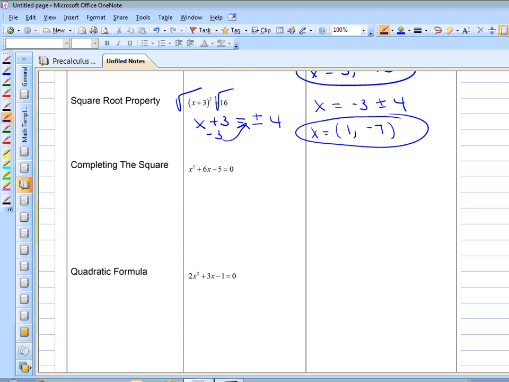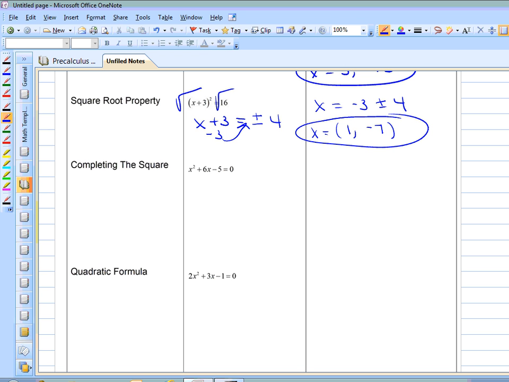Next is completing the square. I know this is one that you really enjoy. Actually, it's one that's very important, because it really helps when we graph things. When we complete the square on a quadratic, it puts it in transformation or graphing form, and we can easily identify vertexes and axis of symmetry and different things like that.